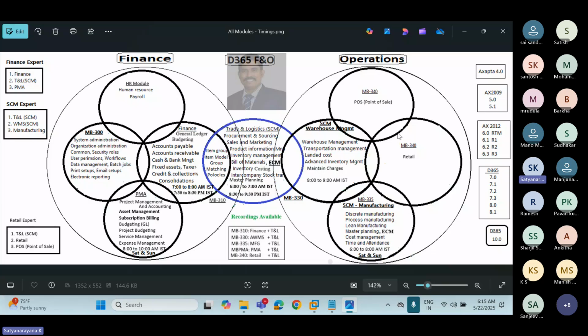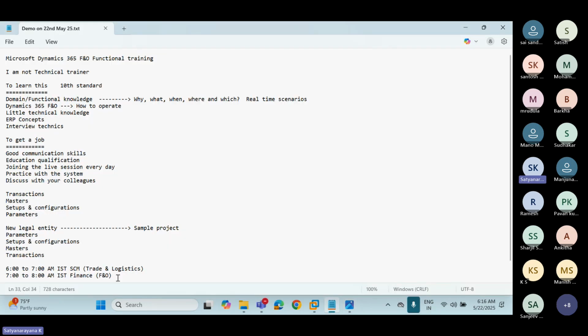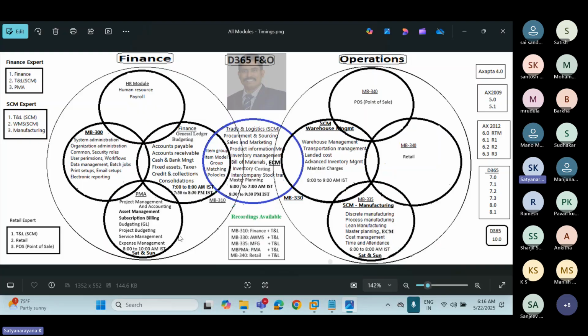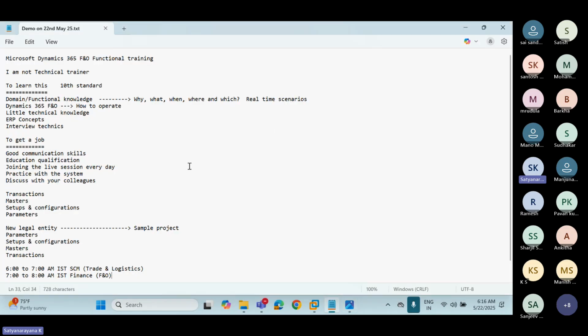You cannot learn all these things in one shot. One day or one time, you cannot learn all of this. It is impossible. You are going to learn this module, finance, but people pronounce finance as F&O, so I'm also using the word F&O. But in reality, it is finance. You are going to learn finance, and you are going to learn SCM. So SCM, supply chain management, trade and logistics, is 6 to 7, and 7 to 8 is finance.